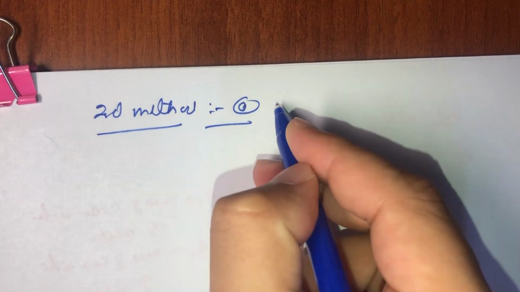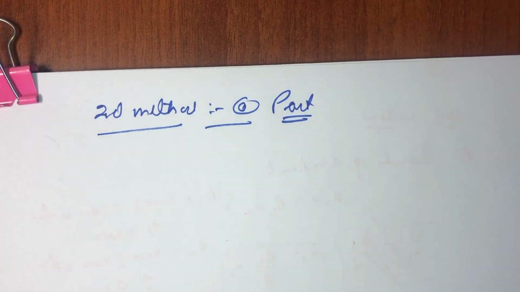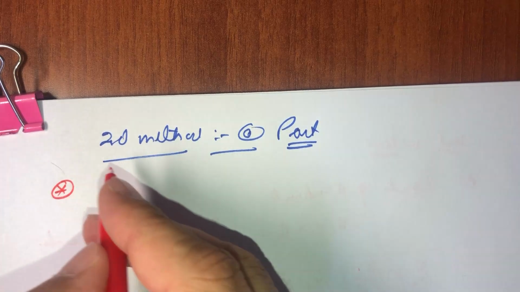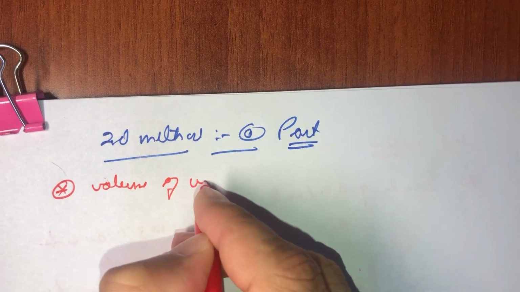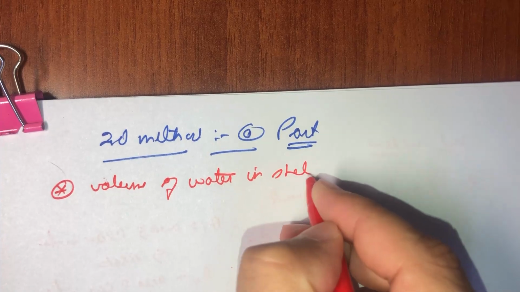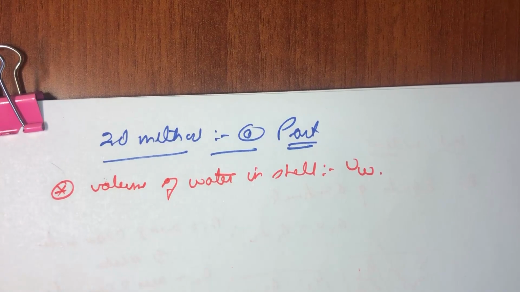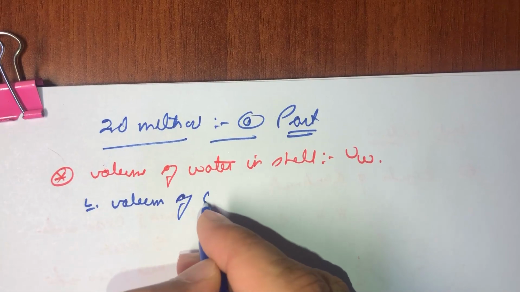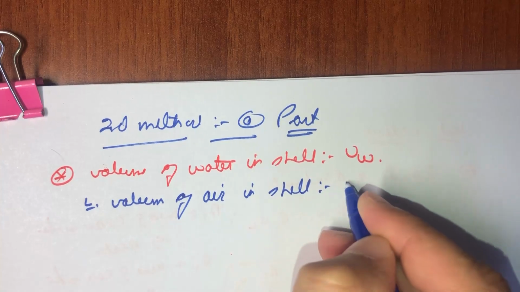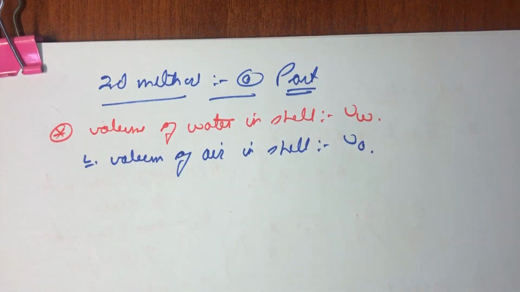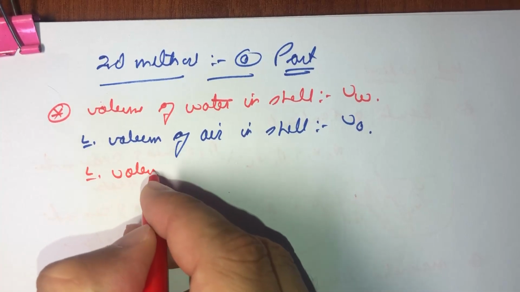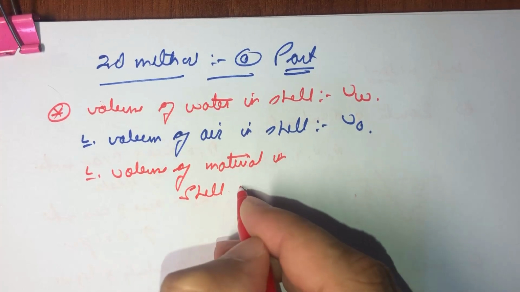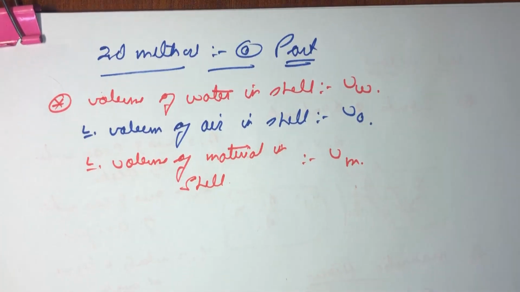We have second method, part A. In this case the volume of water in the shell is VW, the volume of air in the shell is VA, and the volume of material of the shell is VM.